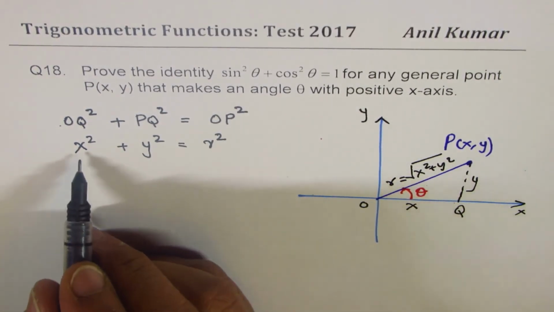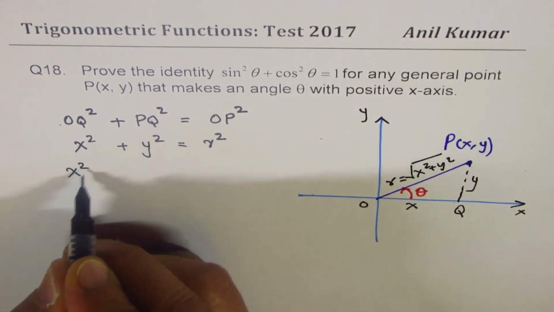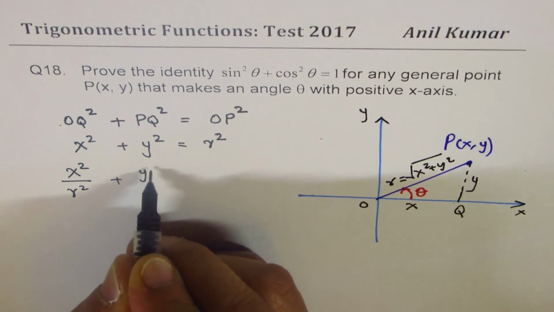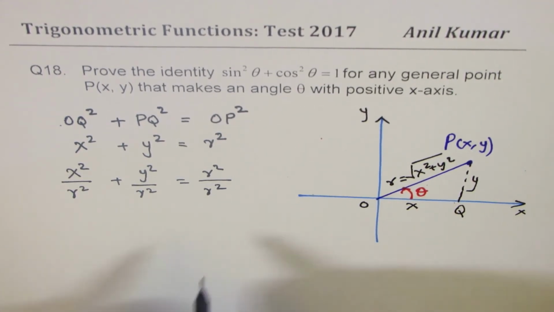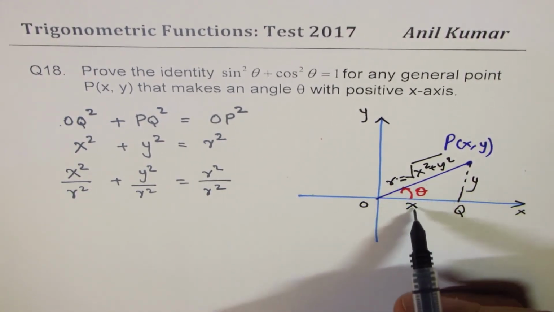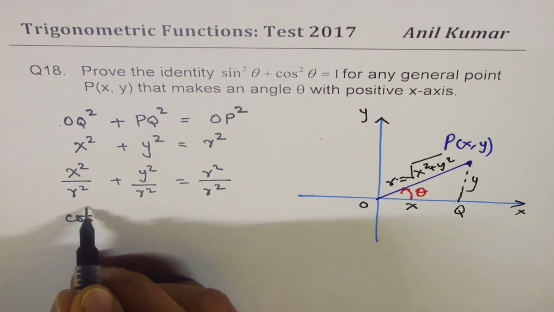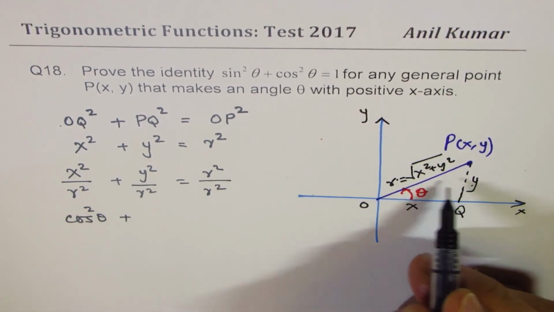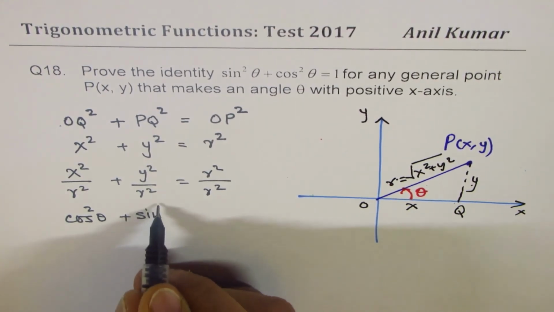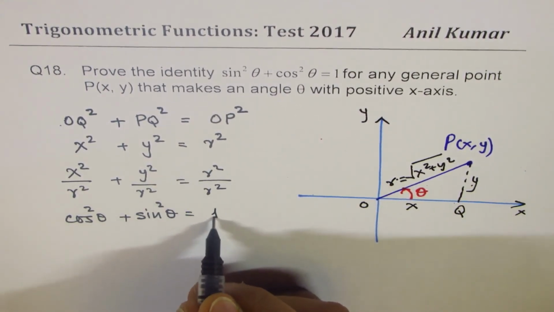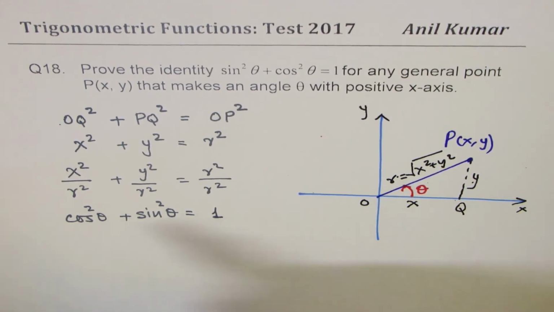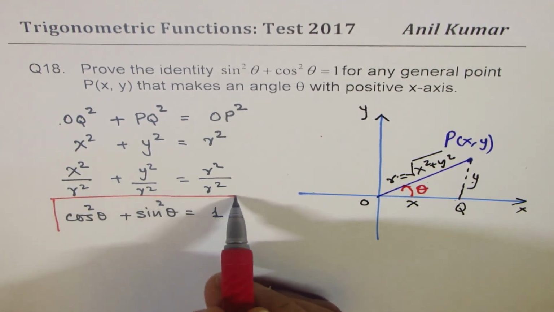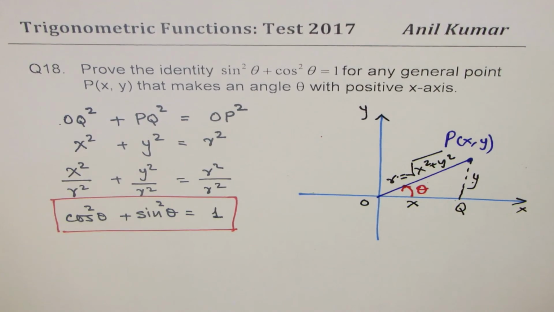Now if I divide all these by r square, what do I get? So x square by r square plus y square by r square will be equal to r square by r square. Now x over r is cosine theta, right? So this could be written as cos square theta, and y over r is sine, so it could be written as sine square theta. r over r is 1. So what do we get here? We get cos square theta plus sine square theta equals 1. Now that is the Pythagorean identity for trigonometric functions, right? So I hope that makes sense.